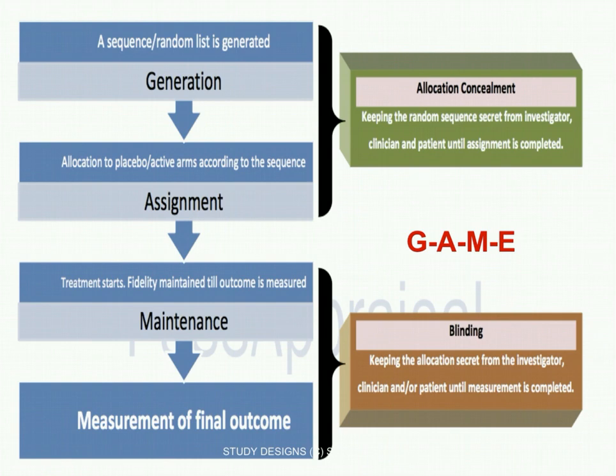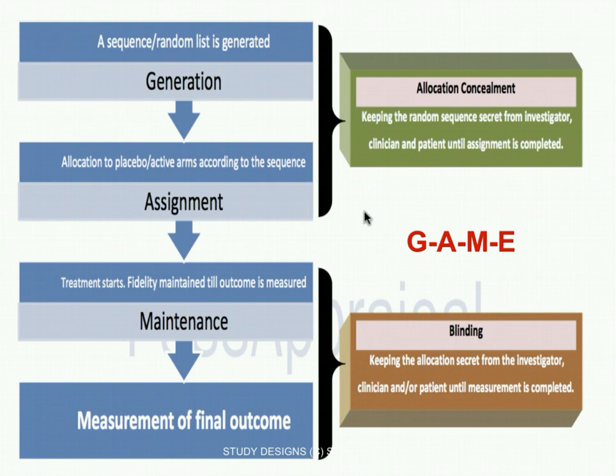I'll tell you more about the allocation concealment in the next few slides. So that's the first step, generation of the sequence and concealing the allocation. The second step is assigning the treatment. So a patient comes in, he or she has volunteered to be on the RCT. You send the patient to the person who keeps the random sequence, and that person checks this patient's number.